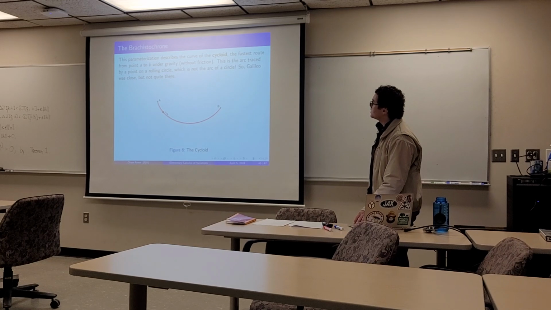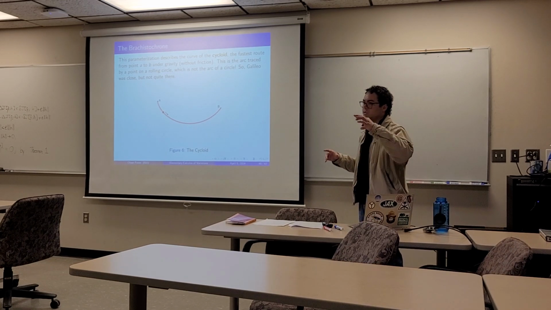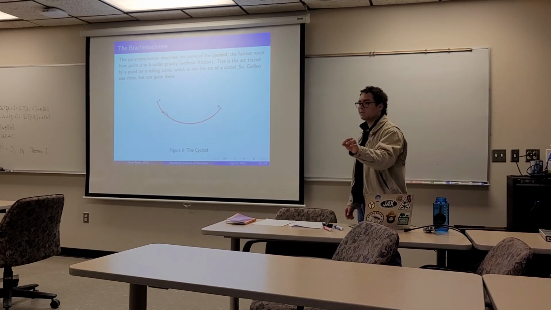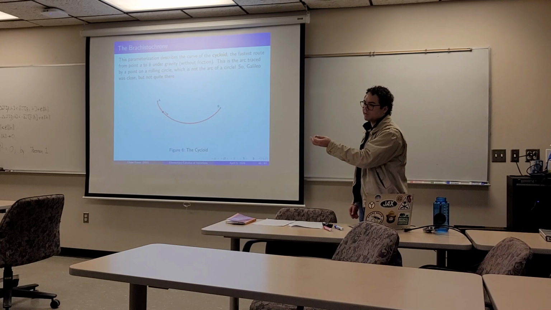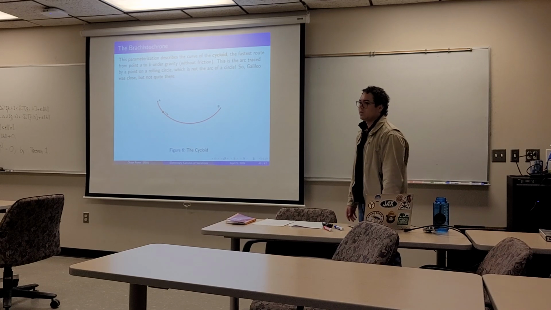So this parameterization is actually the curve called a cycloid, which is, if you put a point on a circle and spin it along the axis, the curve that that point would trace out. So it's not quite the arc of a circle, as Galileo had said, but it's kind of close.